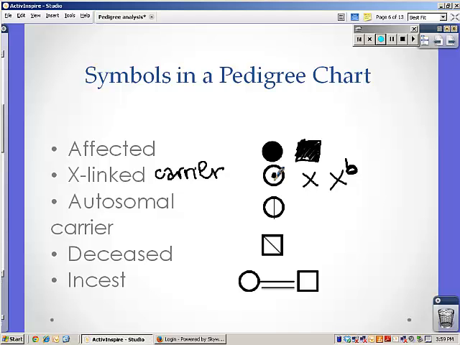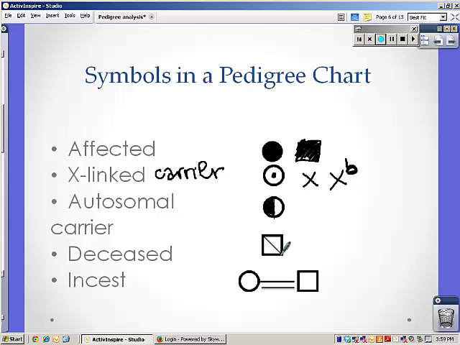Now, autosomal carriers are usually indicated with a circle, because it's usually female, it could be male, doesn't matter. And it usually has one side shaded in. Sometimes you don't see it shaded in, it's okay. As long as you have that vertical line through it, it shows that it's a carrier.